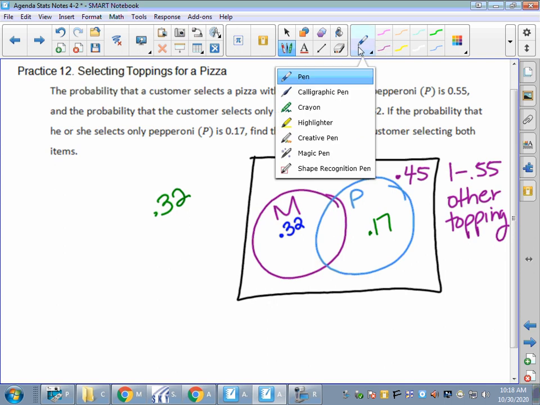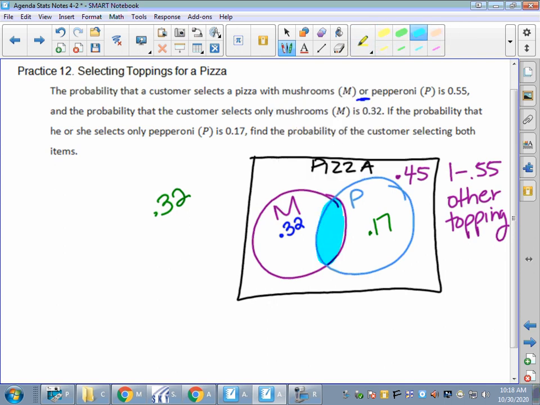So I'm wondering what that is. So 0.32 plus the 0.17 is a 0.49. But 55% of customers get mushrooms and or pepperoni. So what is left to go in this little overlap right here? If my math is right, I think that's going to be a 0.06. If I add up 0.32, 0.06, 0.17, and 0.45, I should get 100% or 1 for all of ordering pizza.